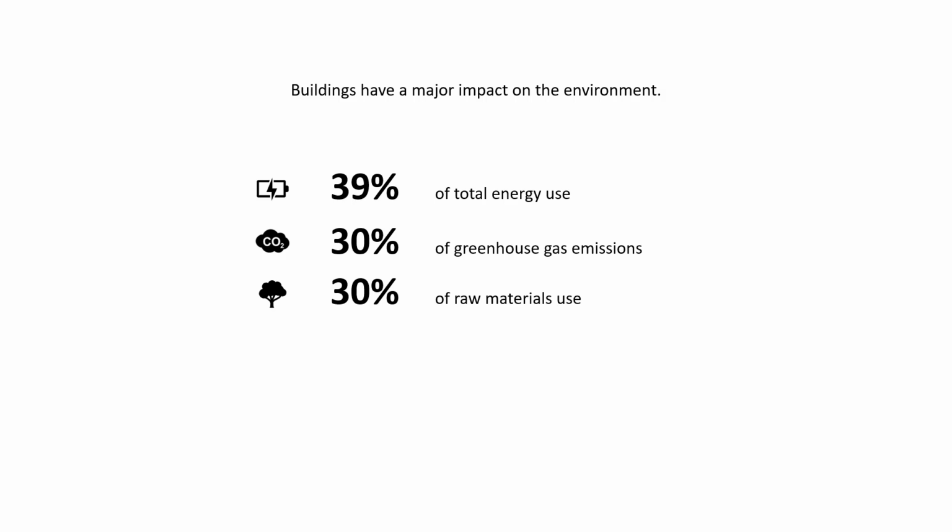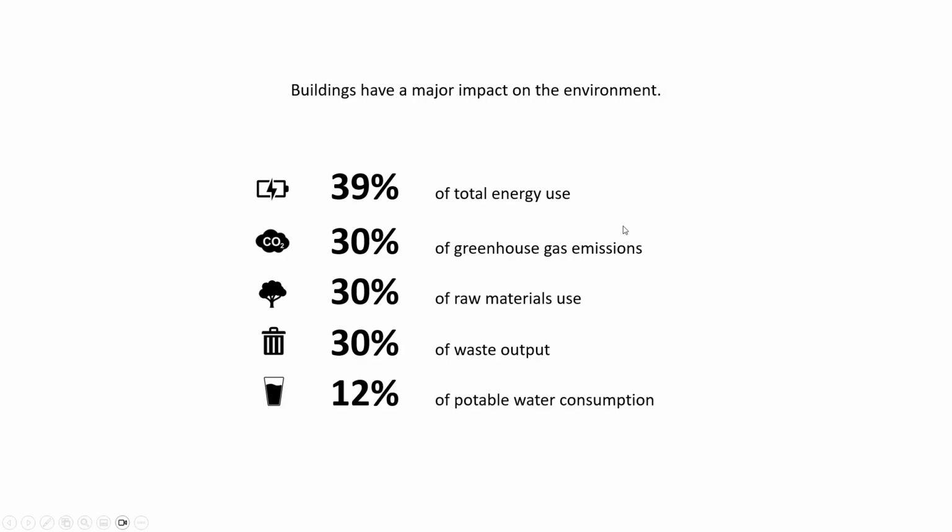30% of the raw materials that we use goes into the buildings. 30% of the waste that we generate or produce is because of buildings. And 12% of the potable water consumption is because of buildings. So you can see that buildings have a major impact on the environment.